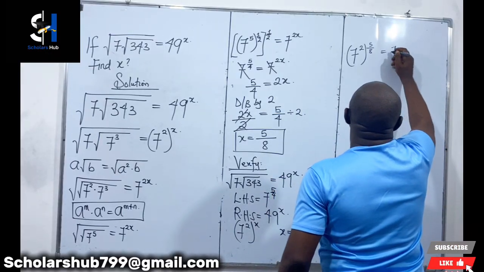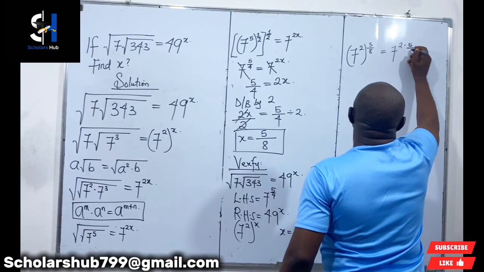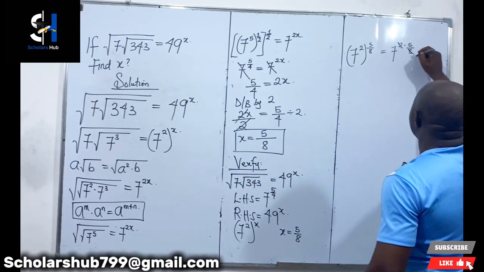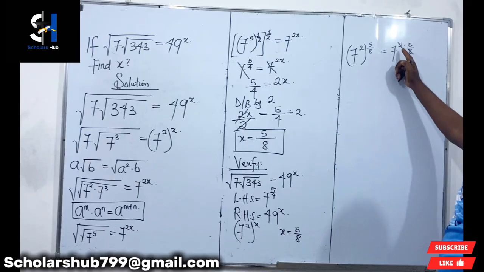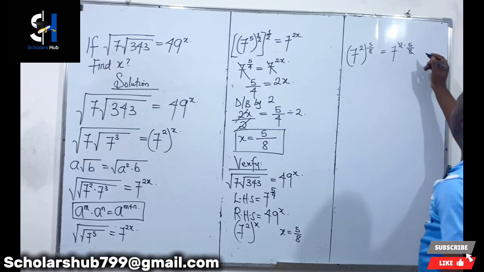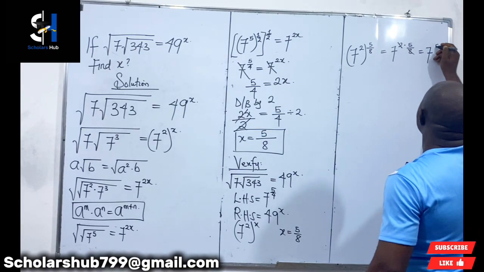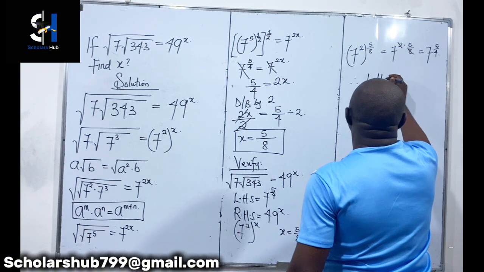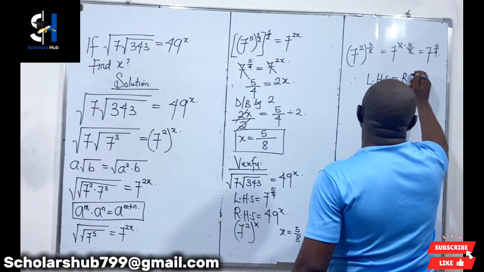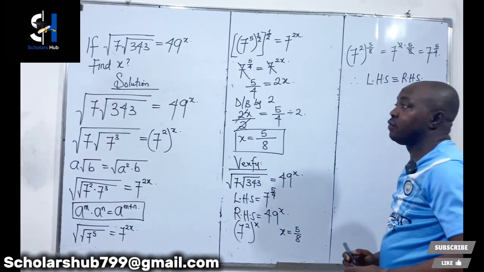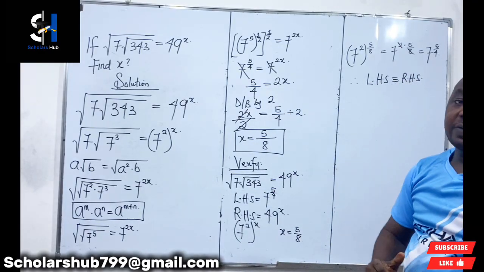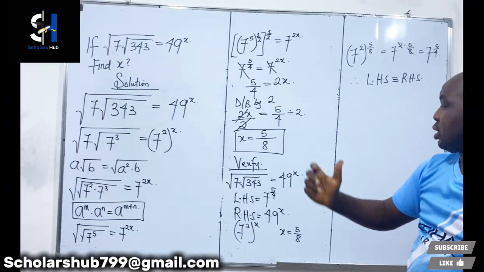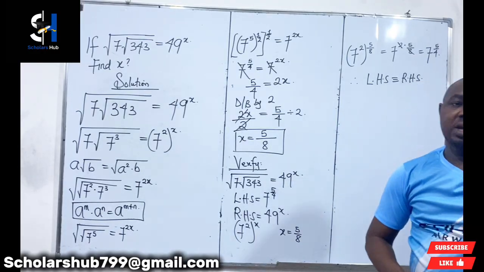Then this will be 7 raised to the power of 2 multiplied by 5 over 8. So then 2 out of 8, that will be 4. And this will give us 7 raised to the power of 5 over 4. So the left hand side is equal to the right hand side. So the value of x which satisfies this equation is 5 over 8.